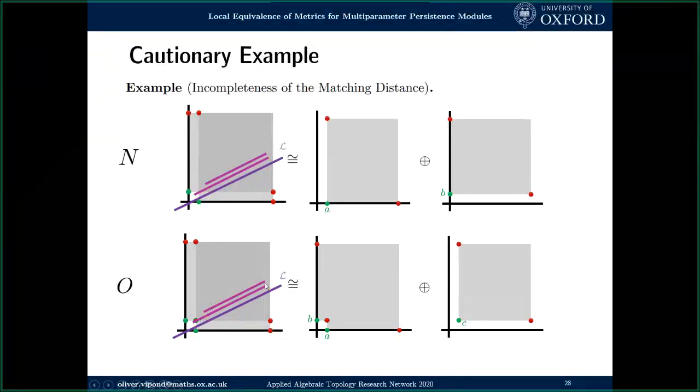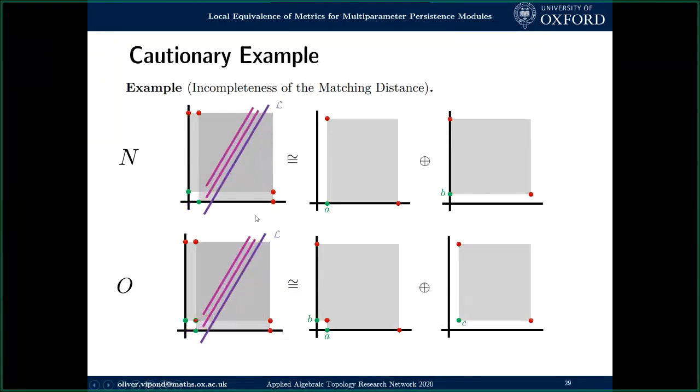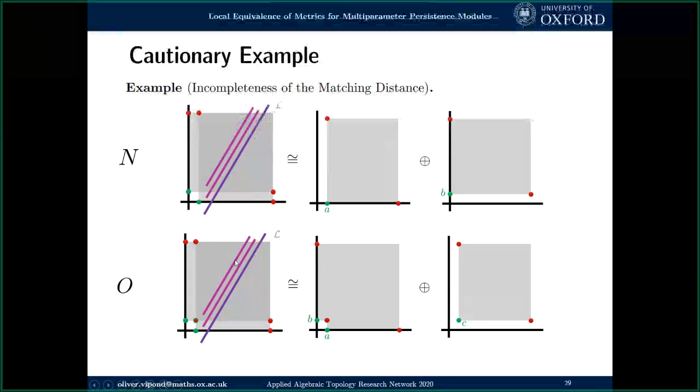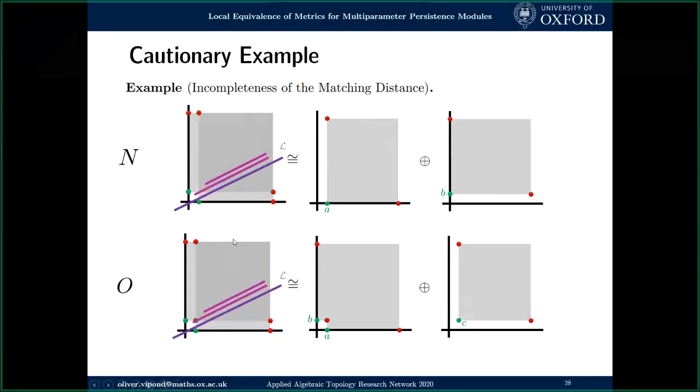And these 2 bars are always going to have the same endpoint no matter how we move this line around. So one of the bars is going to correspond to one interval and the other bar is going to correspond to the other interval. And just by the way we've constructed this example, these bars will have the same endpoints, and so the fibered barcode is not going to be able to distinguish these two modules.